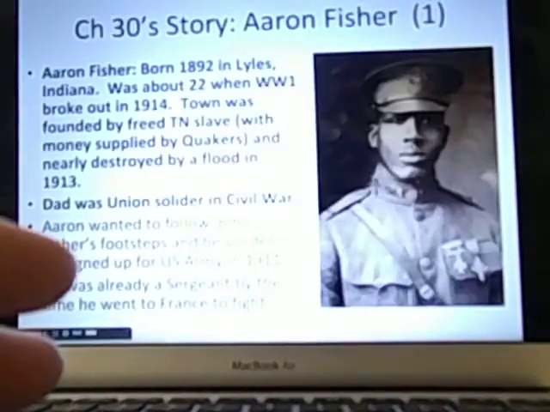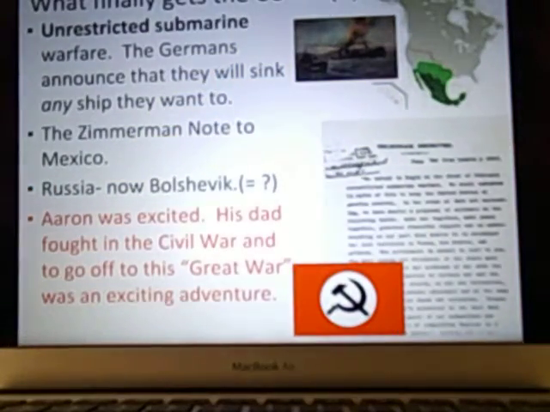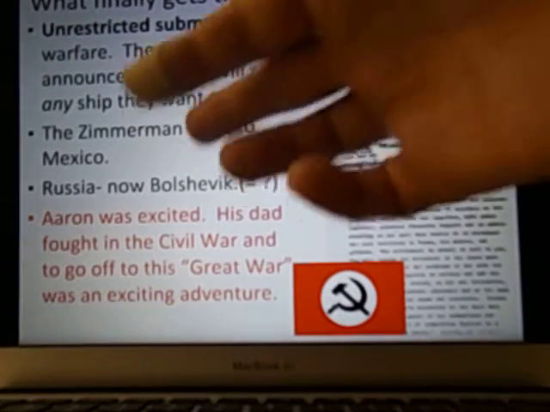World War One in the United States. So in World War I, the U.S. gets into it because of unrestricted German sinking of our ships. Unrestricted German submarine warfare. That's the main thing. However, there's also the Zimmerman note.